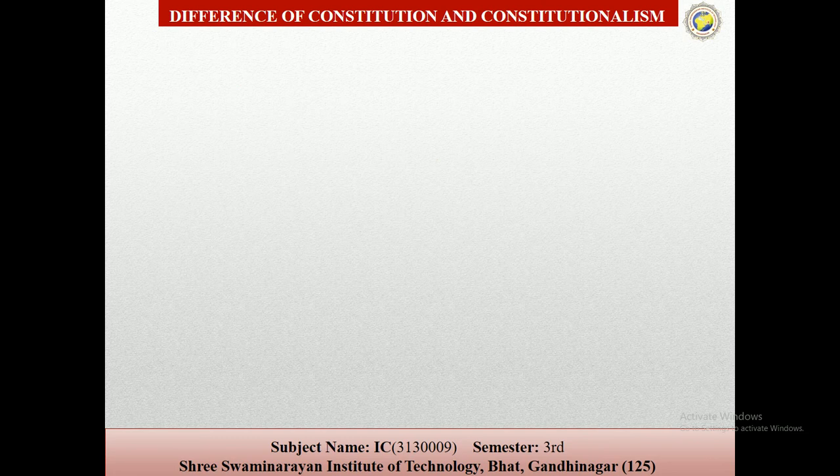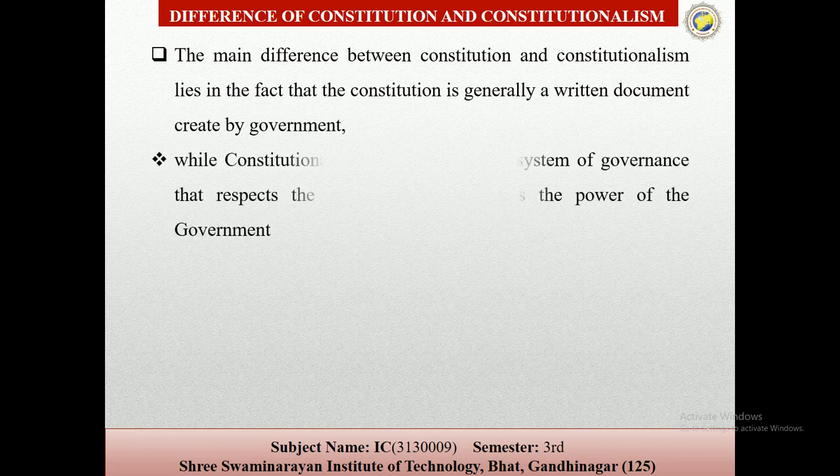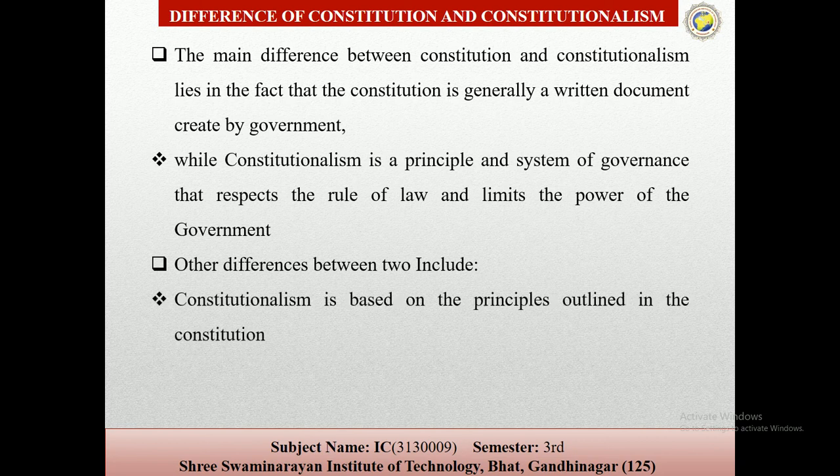Now the difference between constitutions and constitutionalism. The main difference lies in the fact that the constitution is a written document created by the government, while constitutionalism is a principle and system of governance that respects the rule of law and limits the power of the government. And another difference is that constitutionalism is based on the principles outlined in the constitution or in other legal documents, but also on principles of its own.